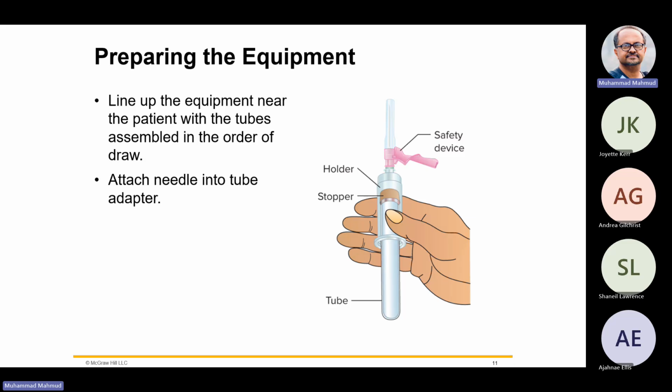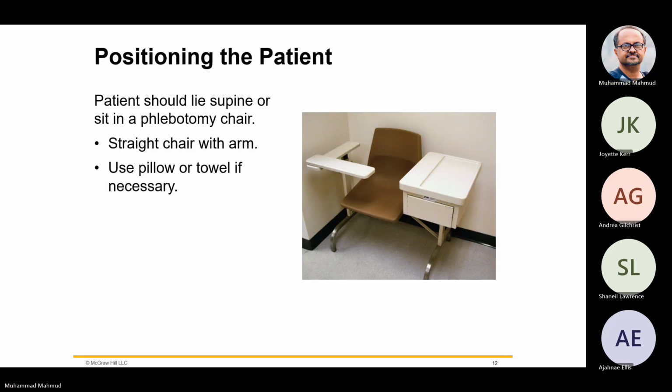Line up the equipment near the patient with the tubes assembled. Attach needles into the adapter. You can screw the needle all the way into the adapter, and push the tube into the tube adapter, but only up to the adapter guideline. Do not push the tube all the way into the needle because this will cause a loss of vacuum in the tube. And do not remove the needle cap yet.